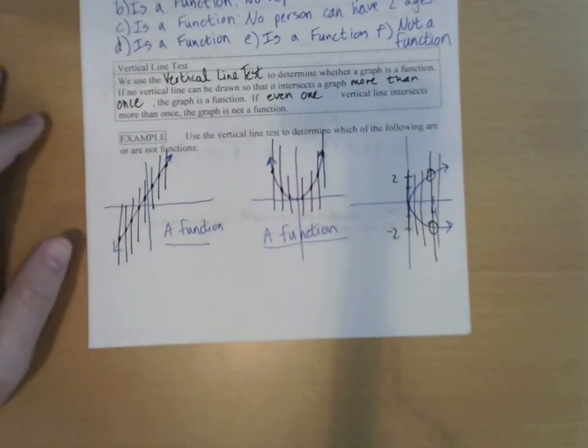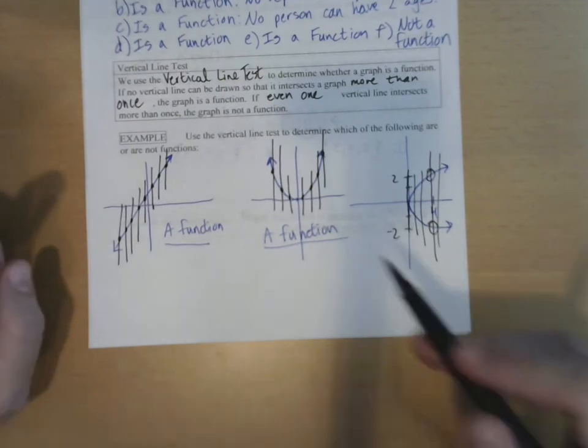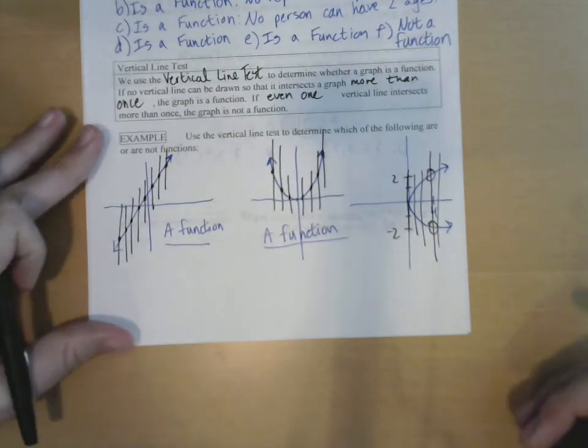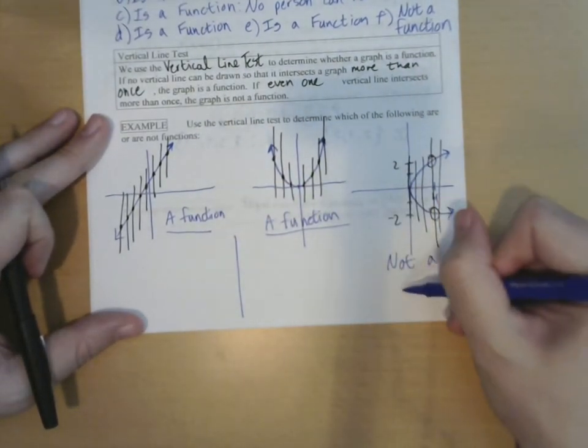99.99% passing the vertical line test, except for one location, you still fail. Right? It's an all or nothing type of test. So this is not a function.